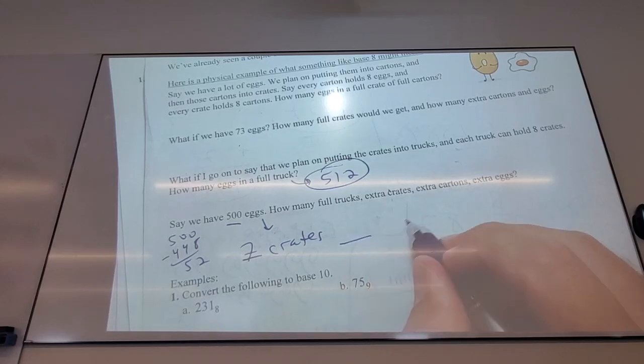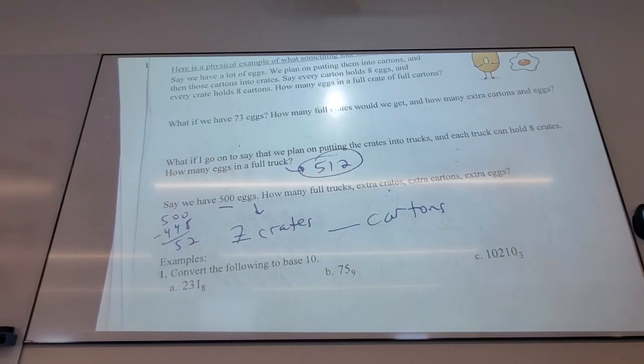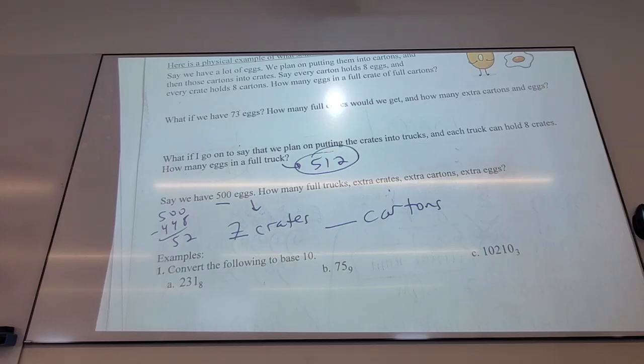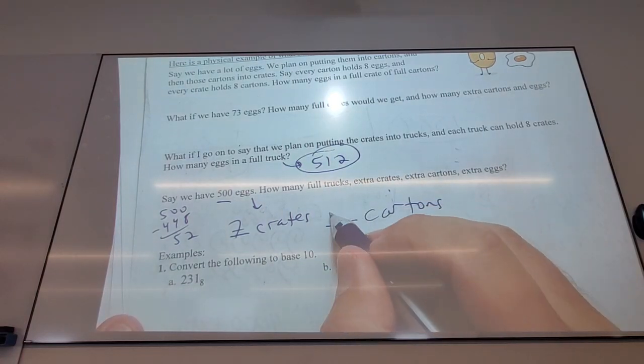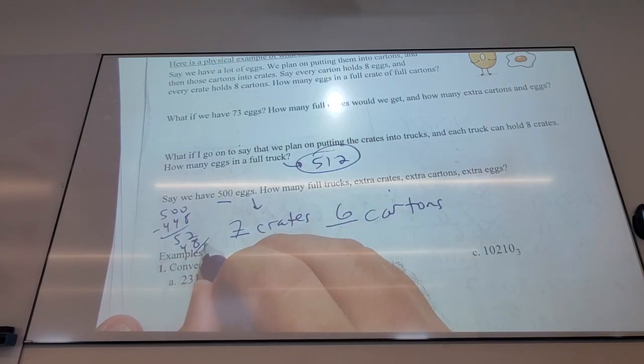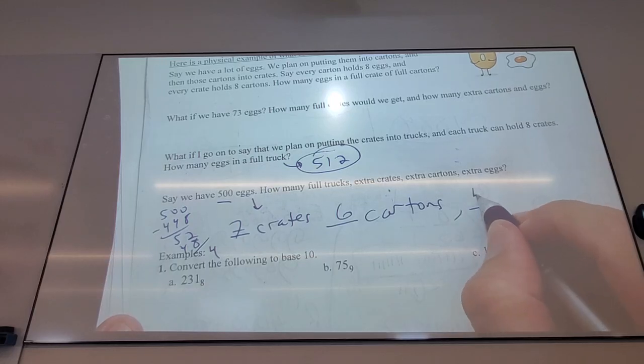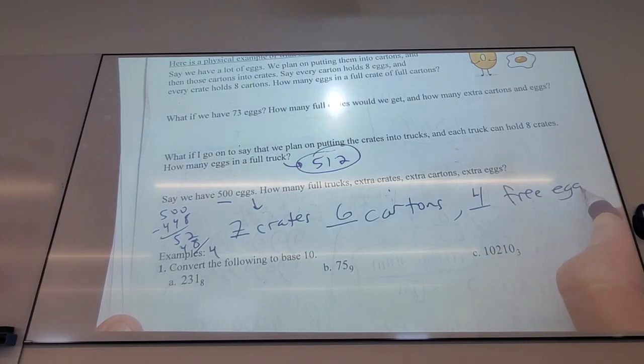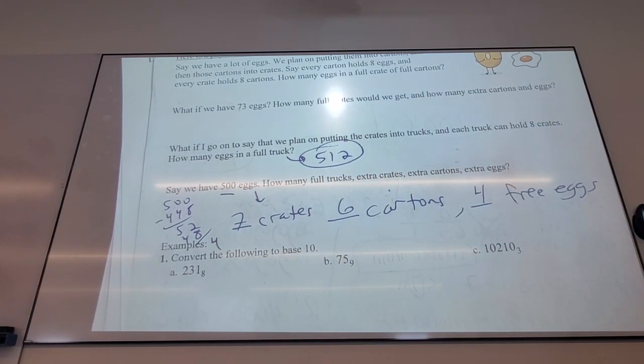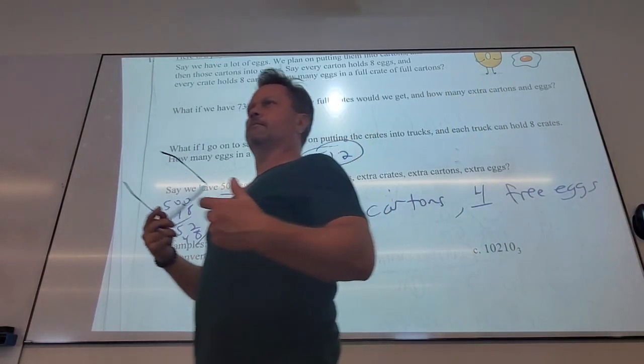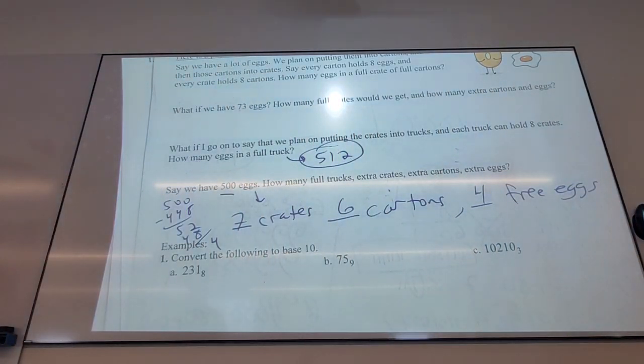So now how many cartons? Why 6? Because each carton has 8. Good. And so if every carton has 8, 6 times 8 is 48. So I have how many spare individual eggs left? 4. So then 4 free eggs. Maybe. So that is an example of a real life situation that you could look at as a base value system, a place value system. Right?